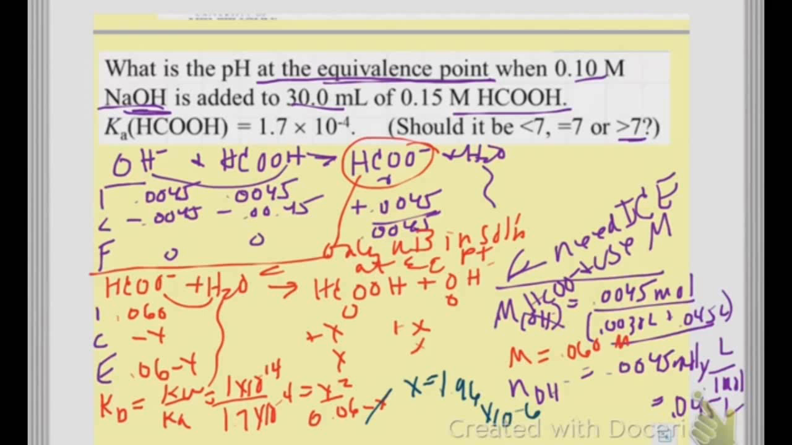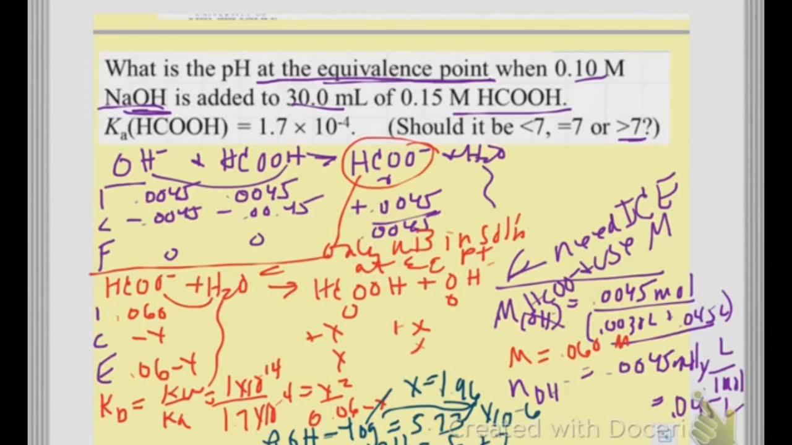So x is going to be 1.96 times 10 to the minus 6, and that is going to represent my hydroxide concentration, so I can use the negative of the log of that to get the pOH, and once I have that, I can subtract it from 14 to get the pH of 8.27.